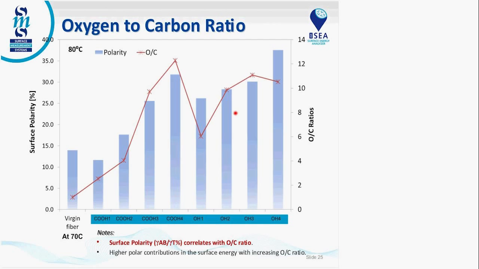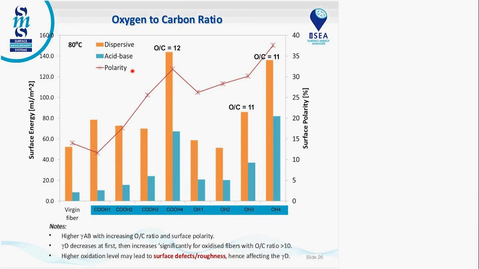And we can then take the polarity, which is the ratio of the acid-base surface energy divided by the total surface energy, and we see a nice trend that as we make the surface more polar, as measured by the surface energy, we see an increase in the oxygen to carbon ratio. This is for the carboxyl. This is for the hydroxyl. And you can see it a little bit more clearly.